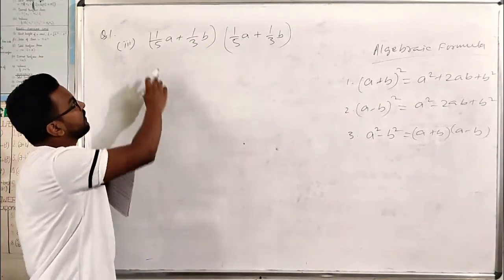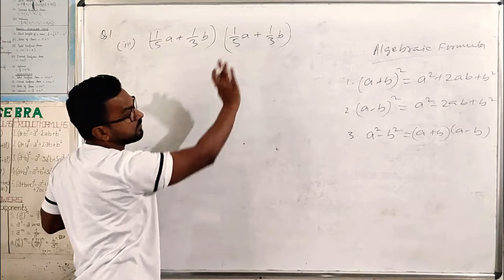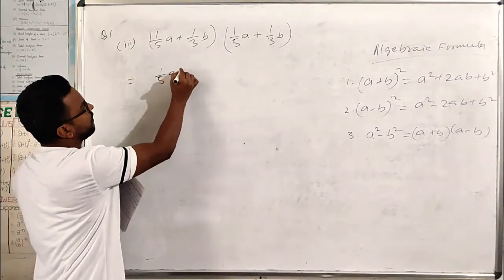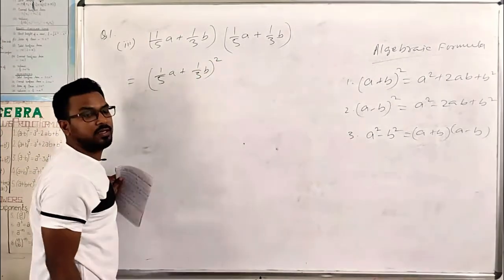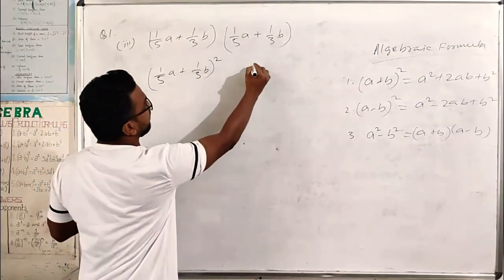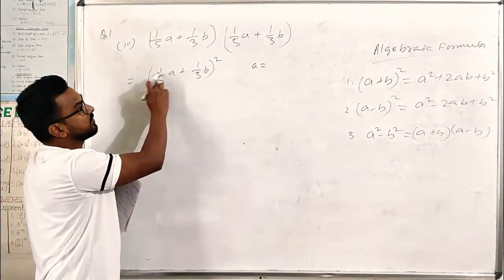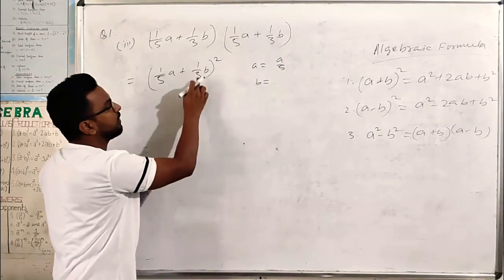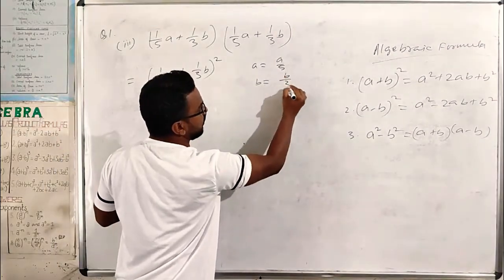Our next question is 1 by 5a plus 1 by 3b, again the same term. This can be written as 1 by 5a plus 1 by 3b whole square. What is a here? Here a is 1 by 5a, so this can be written as a by 5. And what is b? 1 by 3b, so b into 1 is b, and this can be written as b by 3.